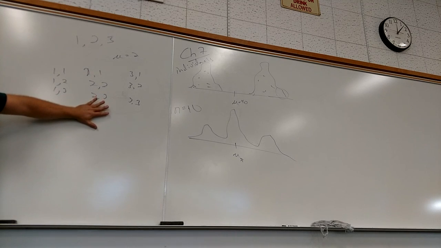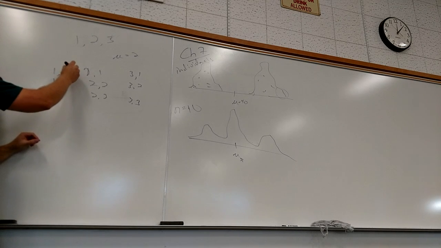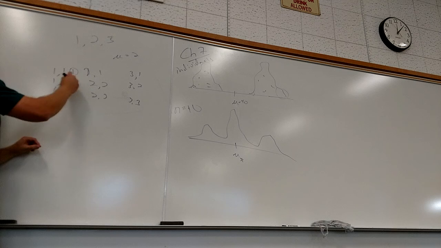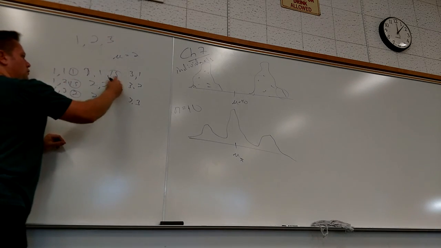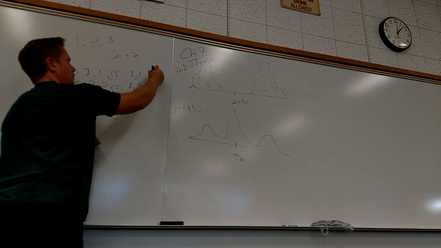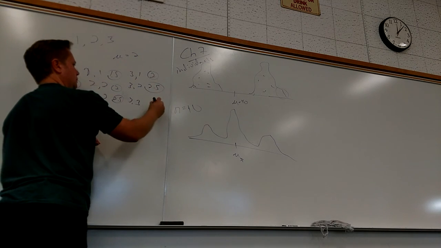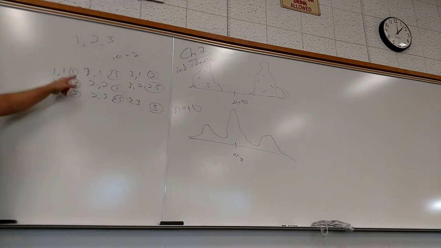You guys did something like this with a rolling die in the homework. What are the averages of each one? The average of this one is 1. The average of this one is 1.5. The average of this is 2. Then 1.5, 2, 2.5. If I average all those averages up, I am going to get 2. And if you don't believe it, try it.